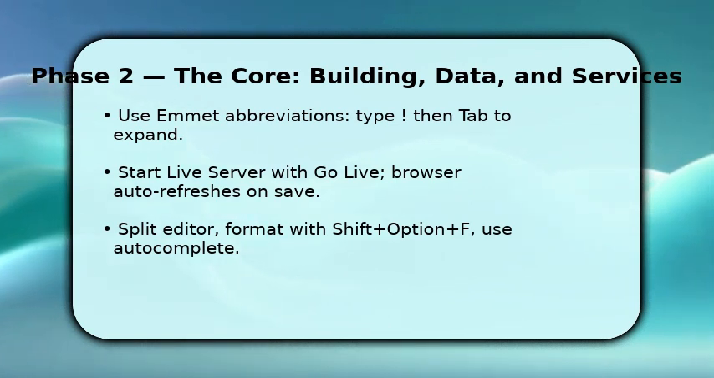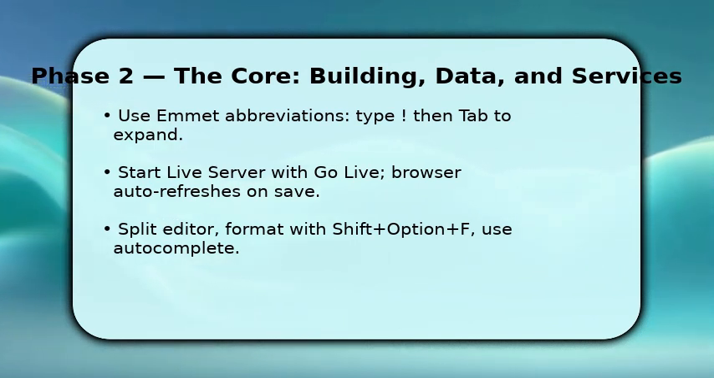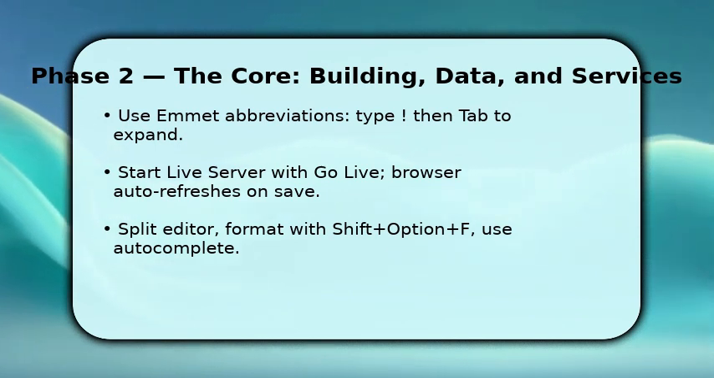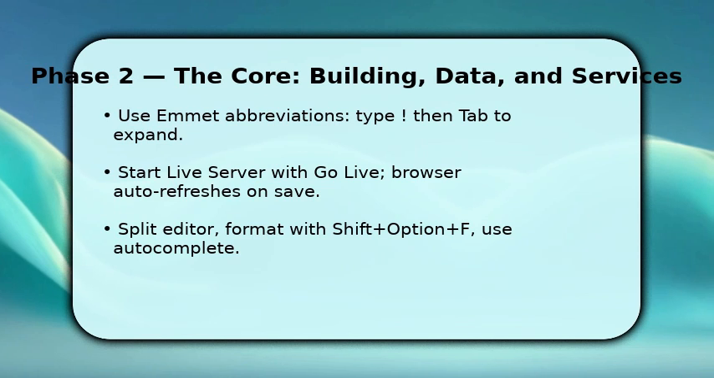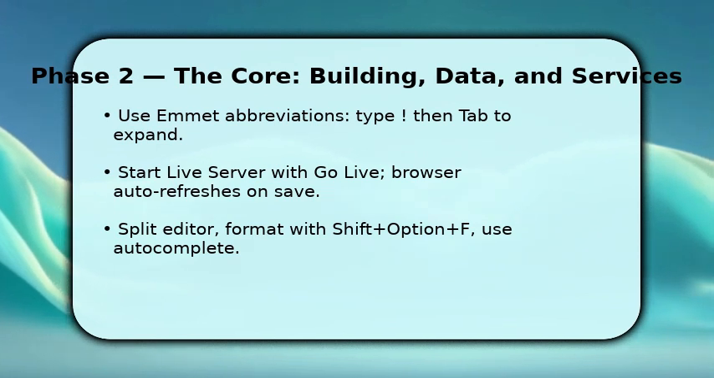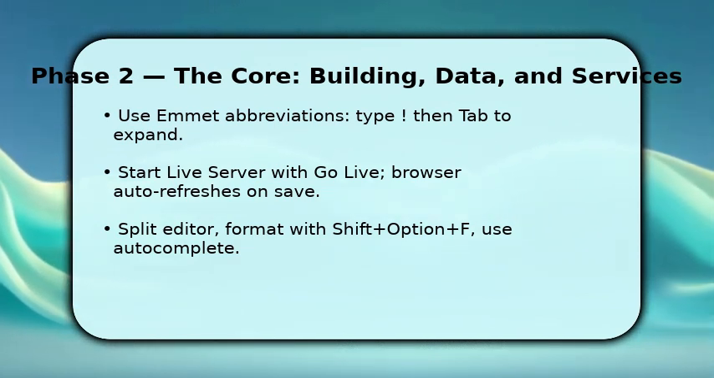Split the editor to compare HTML and CSS side by side, and format code with Shift plus Option plus F for consistent spacing. Use autocomplete suggestions and Emmet to speed repetitive tags. Once done, test links and images to confirm paths are correct.